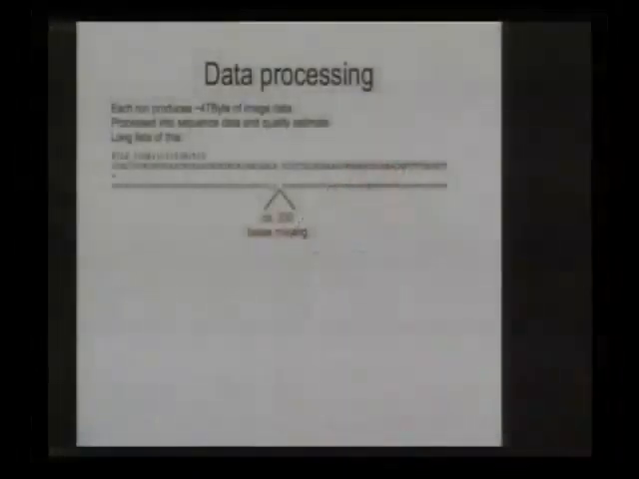And each machine per run produces 4 terabytes of image data. And this is already LZW compressed. Then computers run over this and try to piece together from these little gray dots that you saw on the previous slide what that means. So they have color filters there, and it's actually 4 colors, and you get 4 images for each possible base.